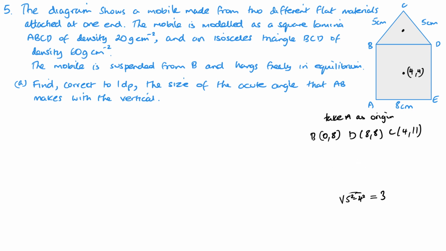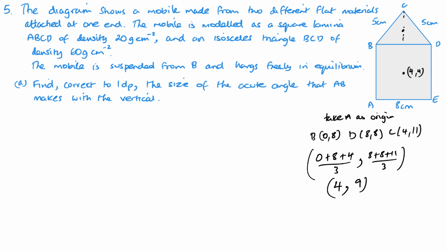Let's get rid of this and work this out. So we've got 0 plus 8 plus 4 over 3, and 8 plus 8 plus 11 over 3. So that gives me 12 over 3, which is 4. But we knew that because, you know, line of symmetry here, isn't it? All the way down. And 8, 8 and 11 is 27, over 3 is 9. So we've got 4, 9, which is really nice.